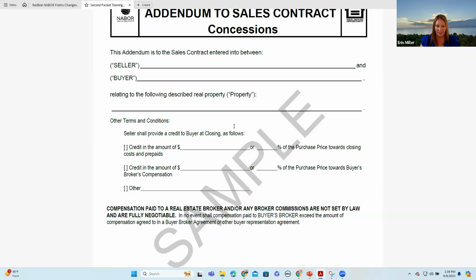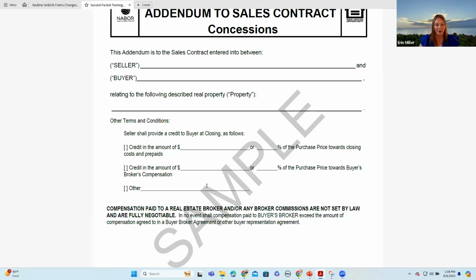to provide a credit. Check the first box, credit in the amount of dollar amount or percentage of the purchase price towards closing costs and prepaids, and or a credit in the amount of blank dollars or percentage of the purchase price towards buyer's broker's compensation, or some other credit or offer of something from seller to buyer. So again, this is an addendum to contract related to concessions.